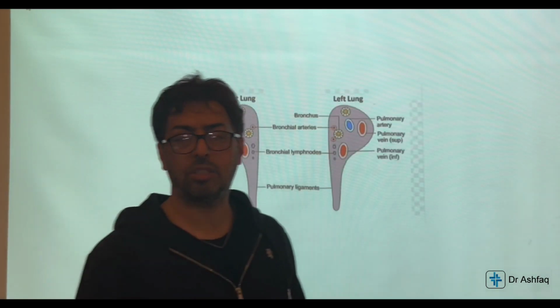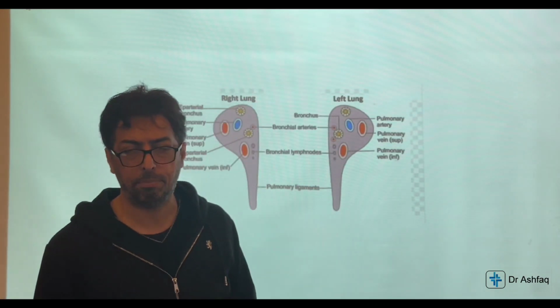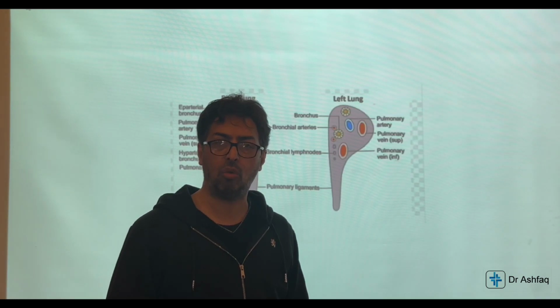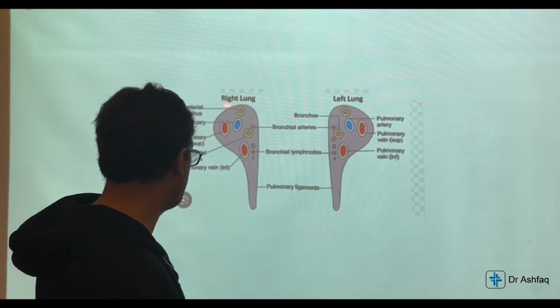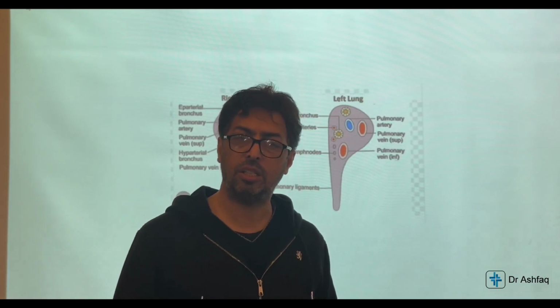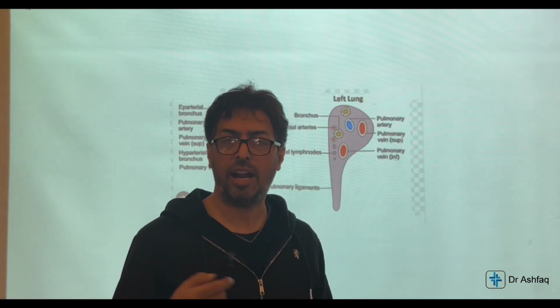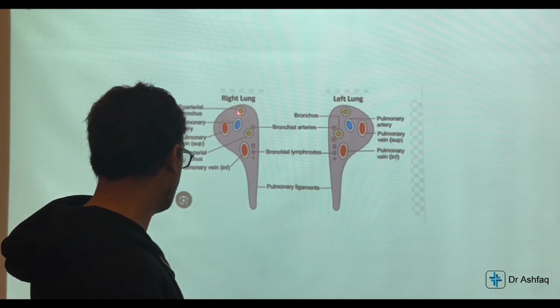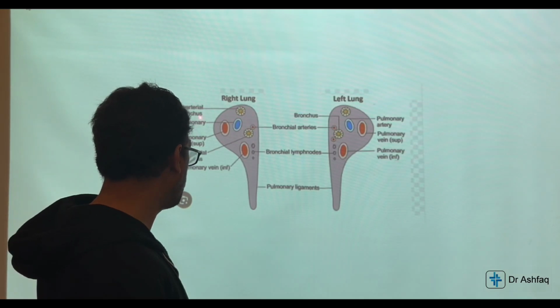Now, as far as the hilum of the lung is concerned, I mentioned it is the pathway, and very important structures lie within the hilum of both the lungs. So if this is the right lung, there is a slight difference between the structures in the right lung and the left lung as far as the hilum is concerned. So you can see over here, there is the presence of the bronchus from posterior to anterior side.